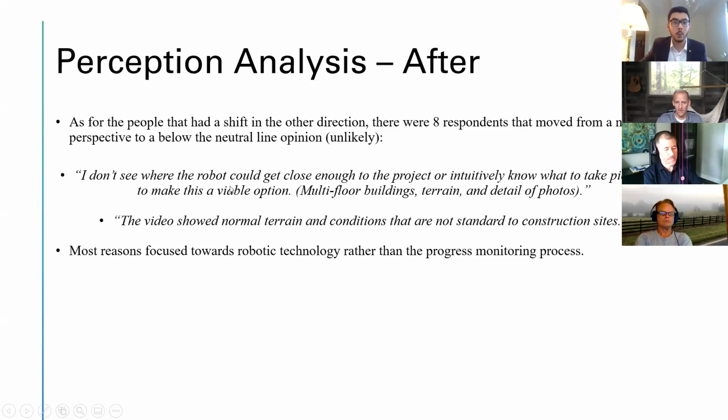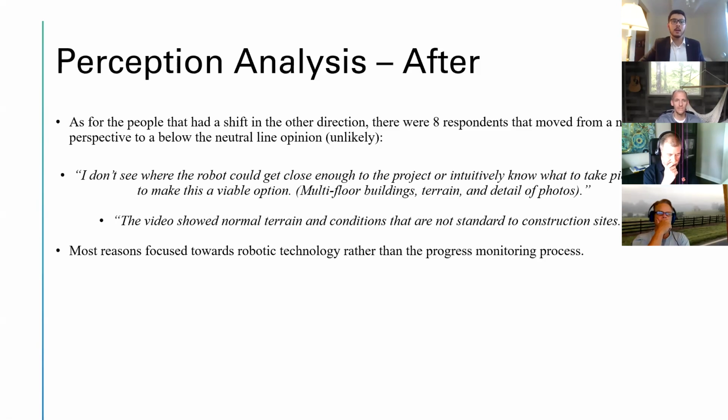I don't see where the robot could get close enough to the project or intuitively know what to take pictures to make this a viable option. Multi-floor buildings, terrain, and detail of photos. Now, this is important. He said a couple of things here. One, this robot would not automatically know what are the places that it needs to take pictures of. So this is something that can be automated.